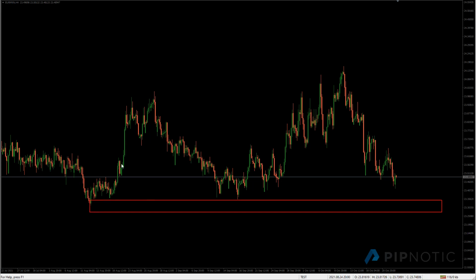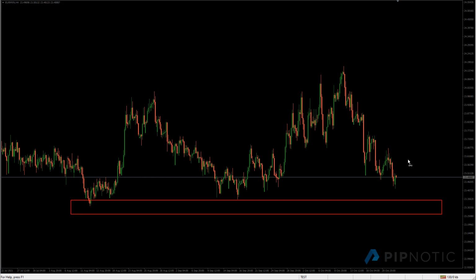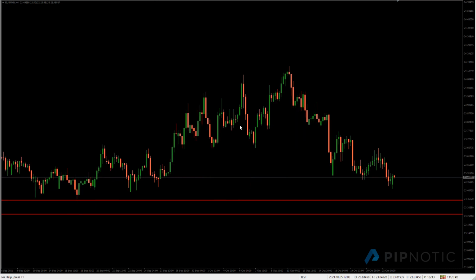Price left, slingshots pointing to the buy zone. We tested it, slowly wriggling north. Maybe we'll have another test at this level. I'm thinking we probably will before we figure out what we're going to do. Okay, and so now we would expect price to come back down to this area here.